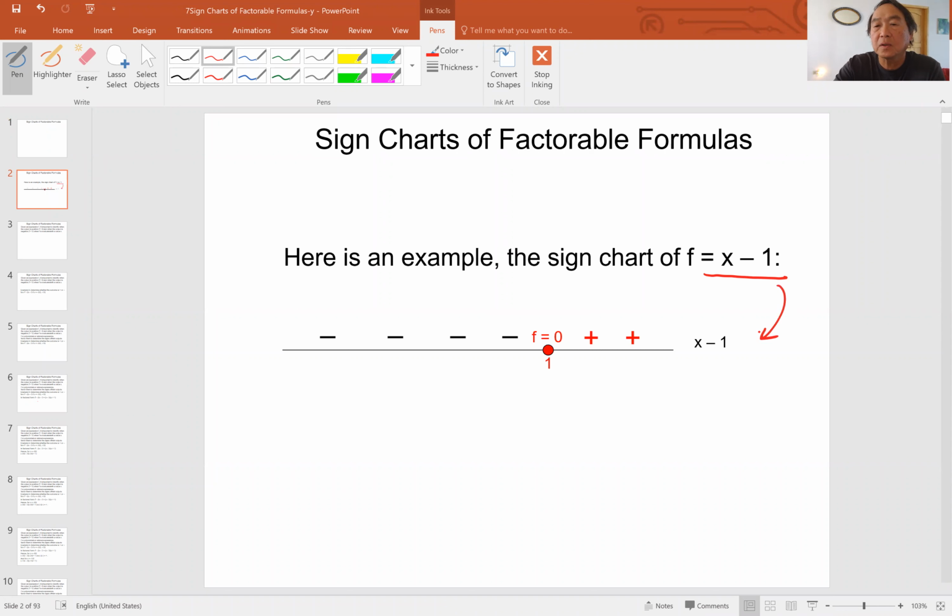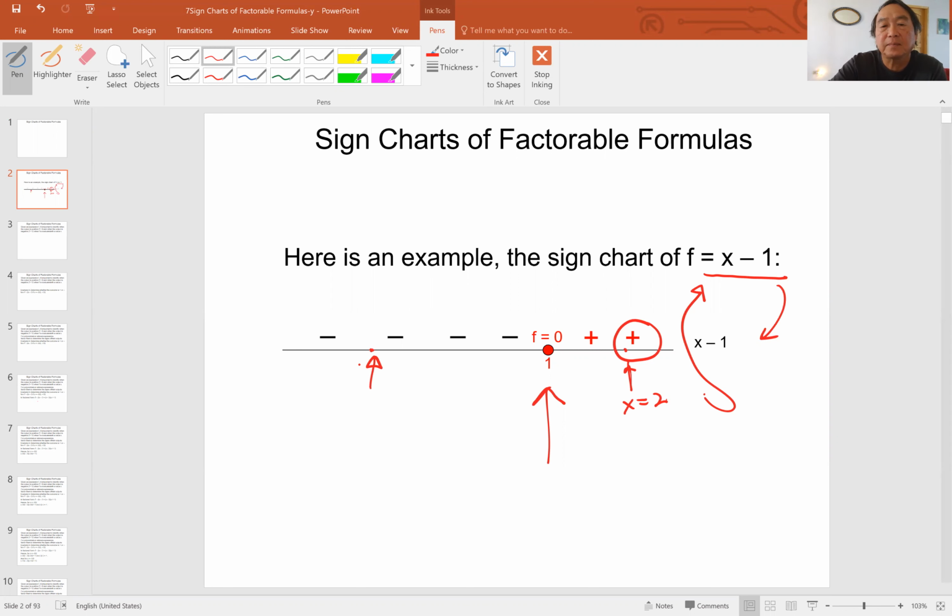The most important point in this sign chart is where f is equal to 0. That's a root. At x equal to 1, plugging in 1, I get 0. And then the plus sign means anywhere over here on the right-hand side, if you plug in, say, x equal to 2 into the formula f, you get a positive number. We don't really care about what number comes out. It's just the sign of the output.